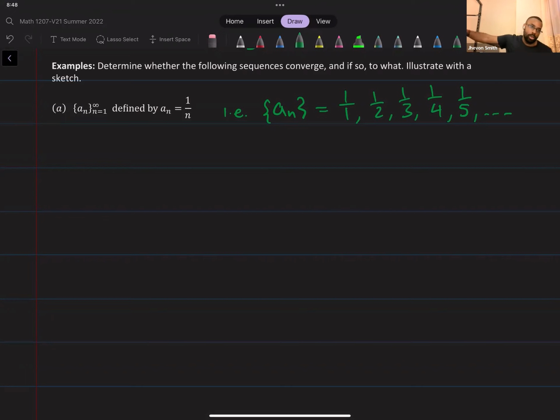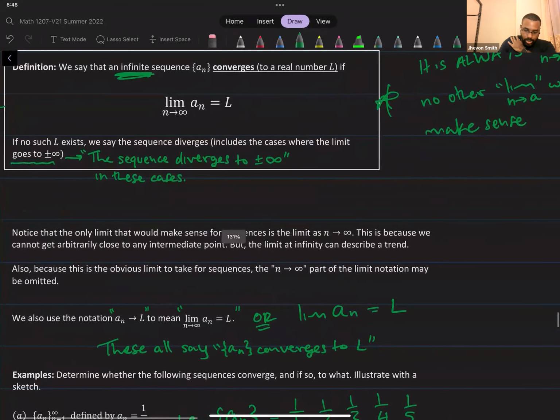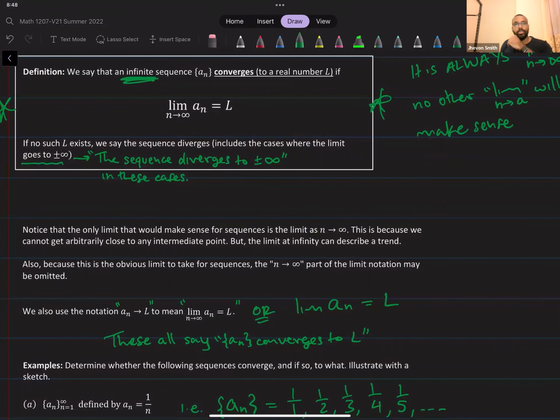And this will go on forever. That's the pattern. Now, if I were to ask you, does this sequence converge? Is the answer yes or no? What would you say? Does this converge, and what does it converge to? And remember the definition of convergence, it's right here. What would you say here? Does this sequence converge?